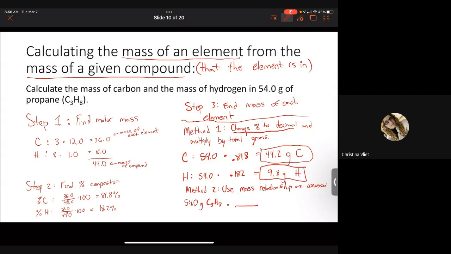And so I do that. So 44 grams propane on the bottom and 36 grams of carbon on the top. And then we put an invisible 1 under 54 and we do the conversion, which is 54 times 36 divided by 44. And if you do the math, you're going to see that it works out to be the exact same answer.